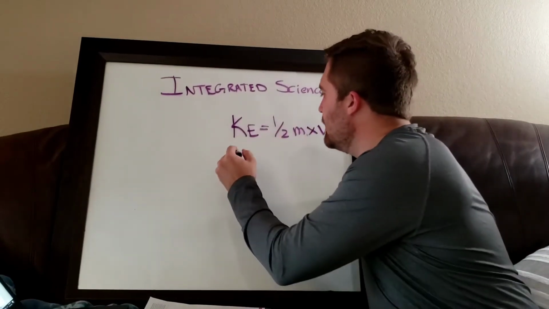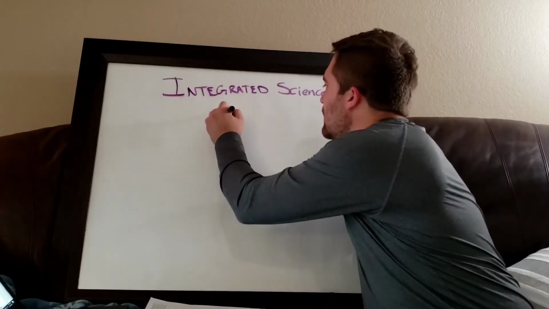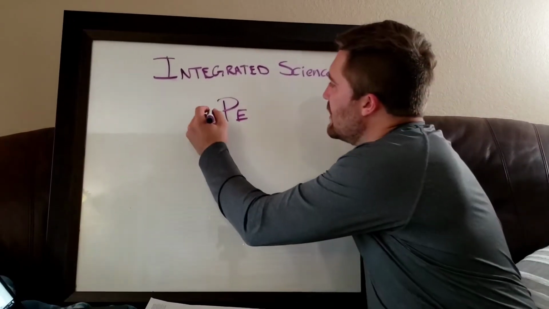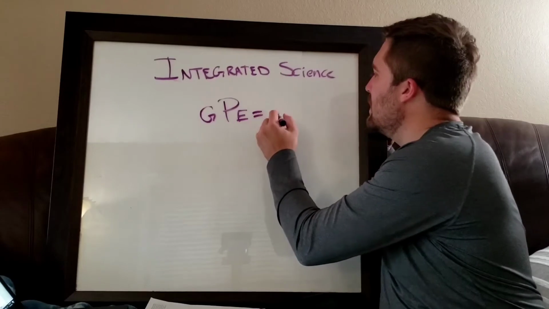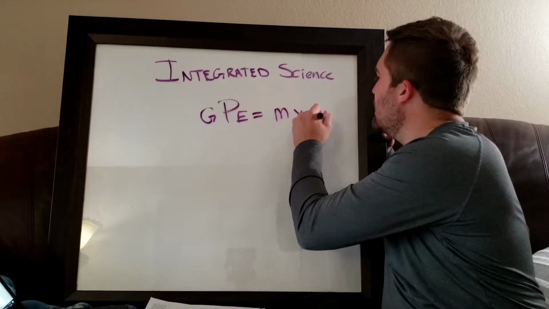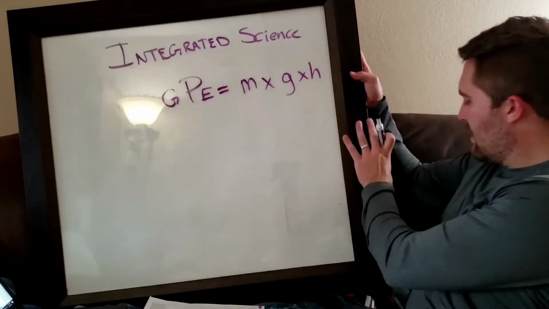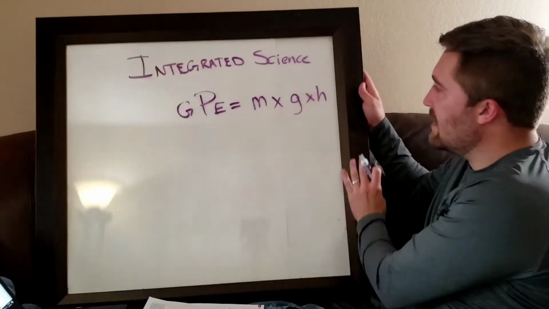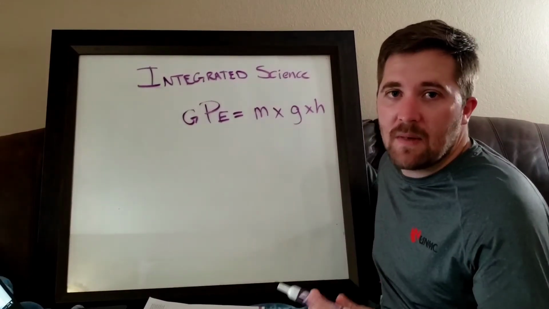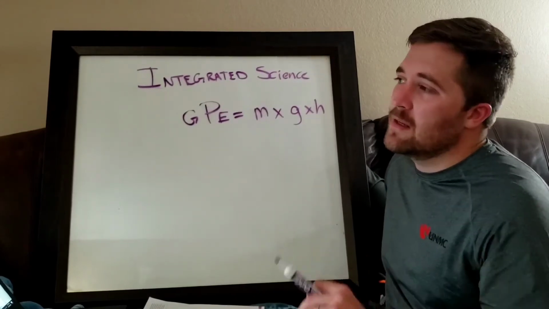Second formula. Let's just erase this one. The second one you need to know is potential energy, specifically gravitational potential energy. That equals mass times gravity times height. So things that are similar here is we're dealing with mass again, mass of an object. We're dealing with gravity. Gravity is always the same. It is 9.8 meters per second squared. It is a constant, never changing, unless you go to a different planet.